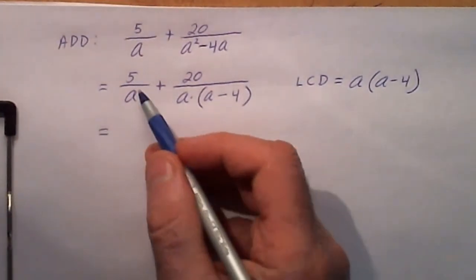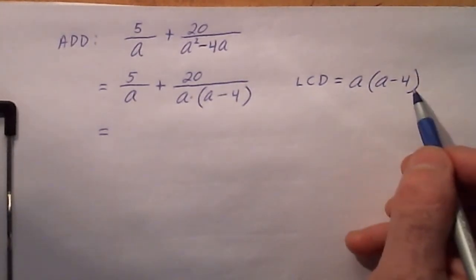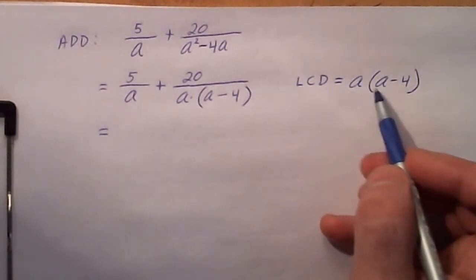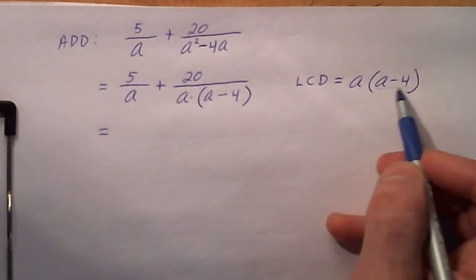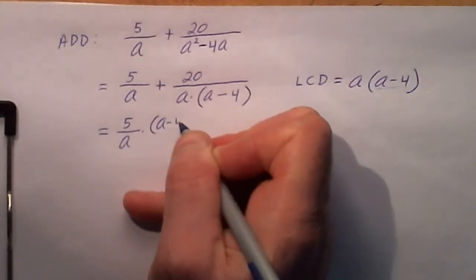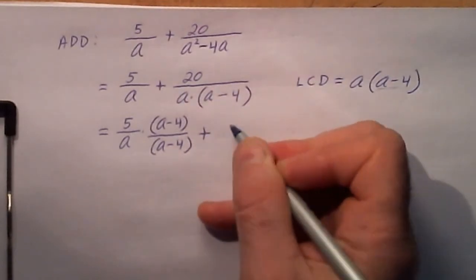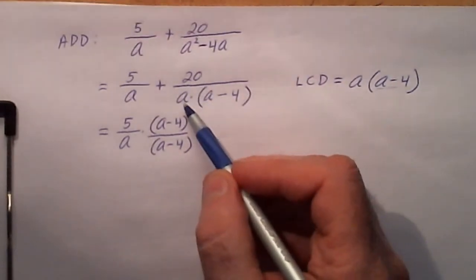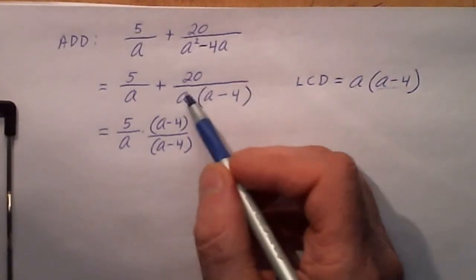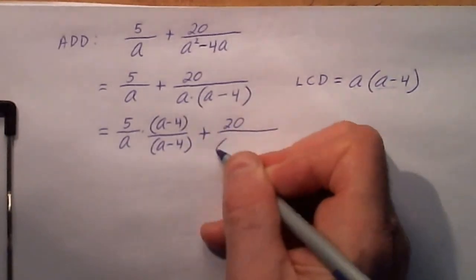What remains now is to build both these rational expressions up into equivalent rational expressions that take on the least common denominator. The first denominator has the factor of a, but it's missing the factor of a minus 4. And because it's missing a minus 4, top and bottom of the first rational expression has to get multiplied by a minus 4. The second rational expression has the a, and it also has the factor of a minus 4. So the second rational expression already has the least common denominator, and that being the case, we don't have to do anything to it. We're good. Just bring it on down.